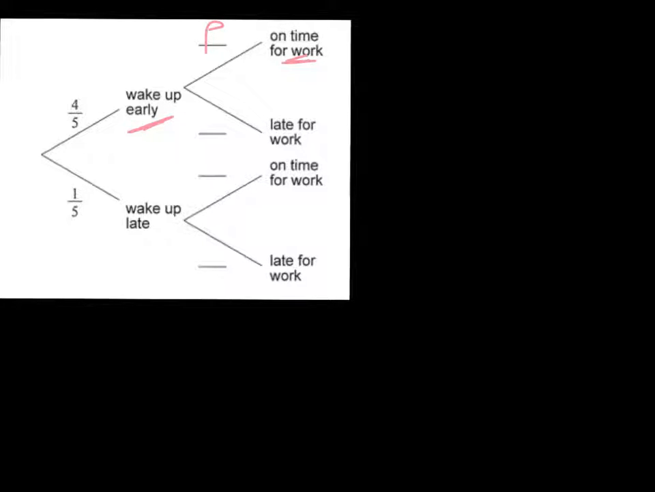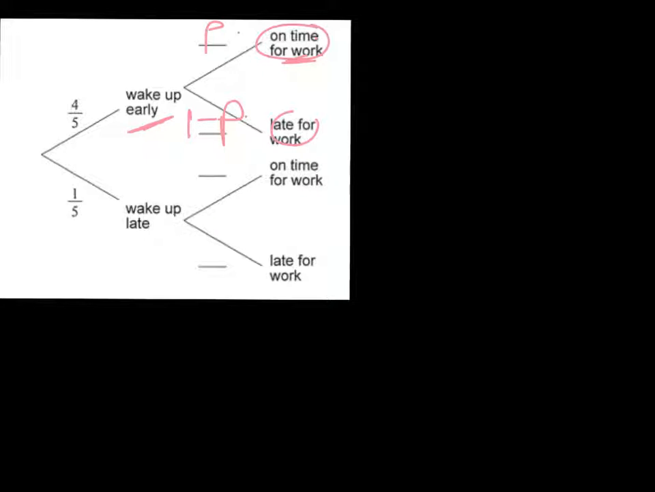Now, from this, you need to deduce that these two events, on time and late, are the only things that can happen. Therefore, these two probabilities, this one here and this one here, must add up to 1. So if this first probability is P, this second one must be 1 minus P.